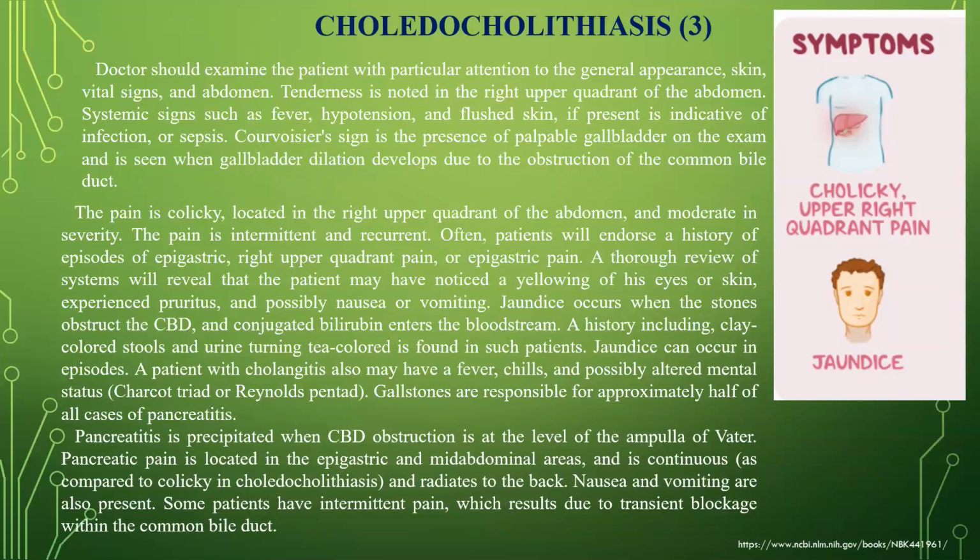Doctors should examine the patient with particular attention to the general appearance, skin, vital signs, and abdomen. Tenderness is noted in the right upper quadrant of the abdomen. Systemic signs such as fever, hypotension, or flushed skin, if present, are indicative of infection or sepsis. Courvoisier sign is the presence of a palpable gallbladder on the exam, as seen when gallbladder dilation develops due to obstruction of the common bile duct or the gallbladder is full of stones.